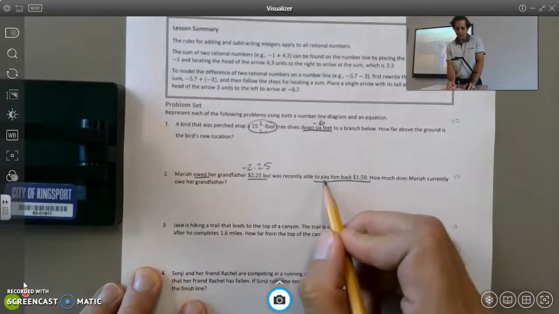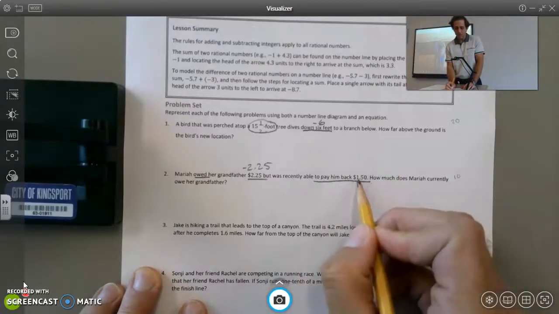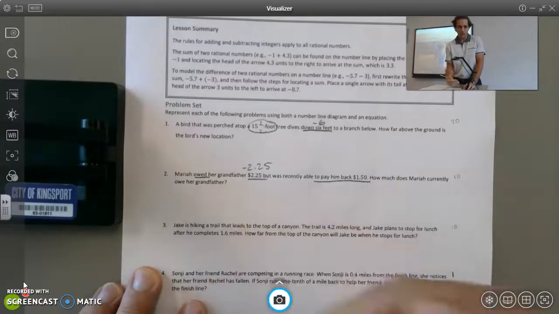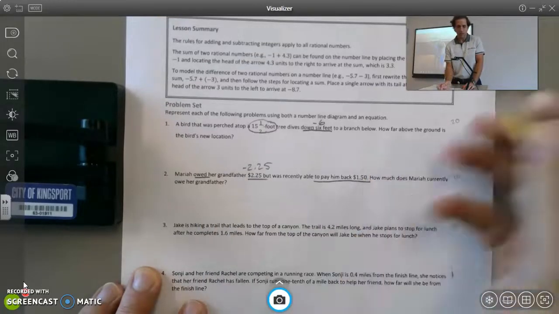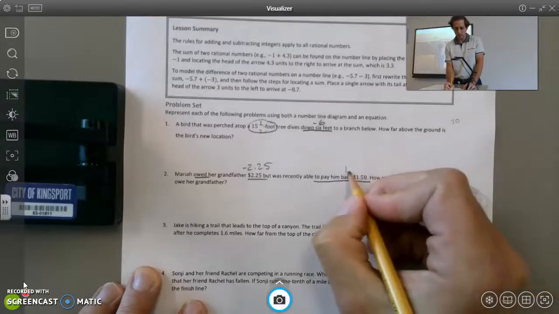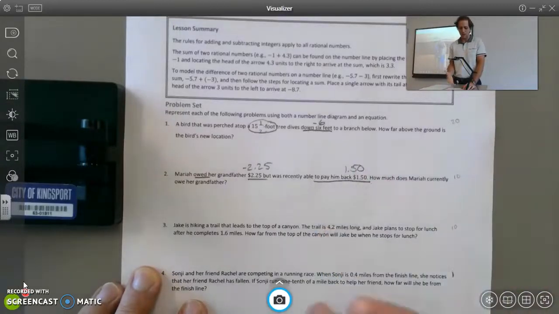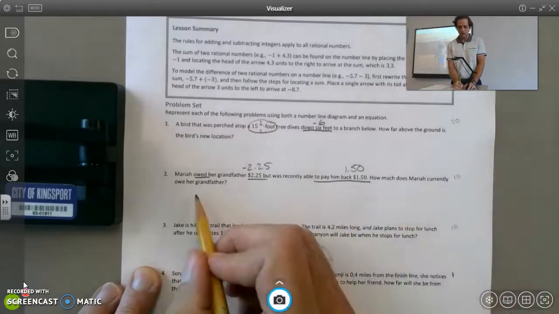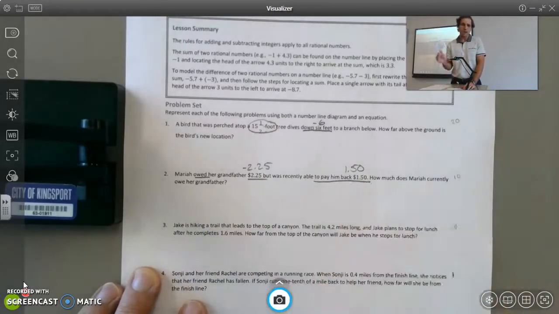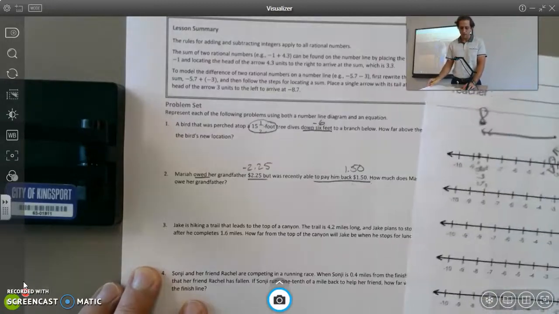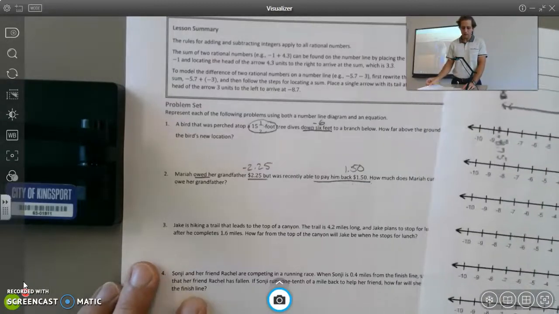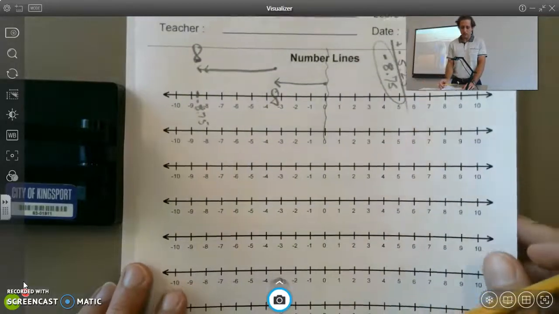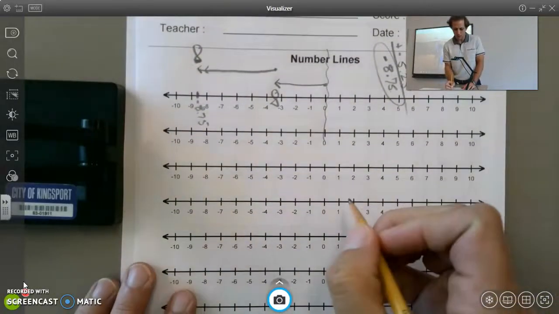While she was paying $1.50, she was actually decreasing her debt, which means that she would have more money. So this is actually a positive $1.50. We need to think about it in the context of the problem, because we want to know how much she owes. Well, if she's paying it back, she's decreasing the amount that she owes. It's like a double negative. If you decrease what you owe, you have more. Okay, negative 2.25 and positive $1.50.